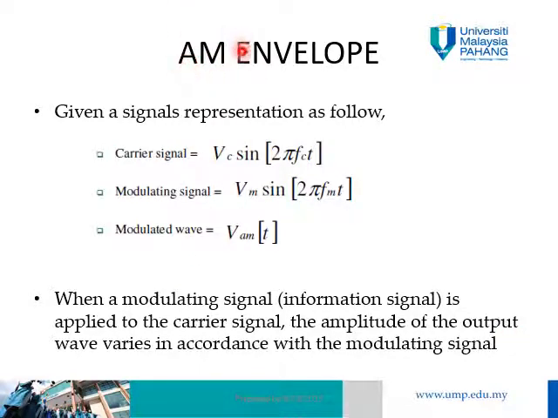The amplitude of the output wave is the modulated wave, or envelope, the AM envelope. This is the output. The amplitude of the envelope varies in accordance with the modulating signal. So the amplitude of this modulated wave varies according to changes of the modulating signal.